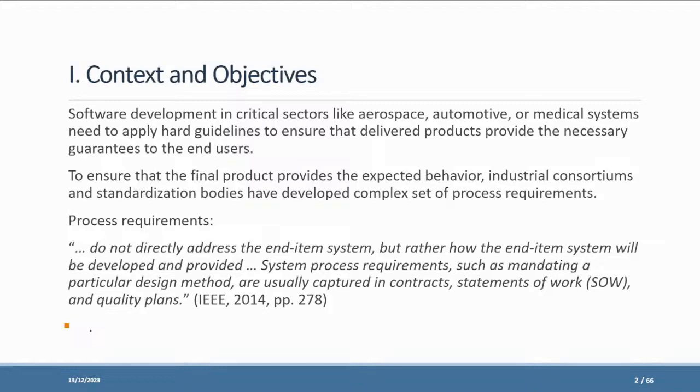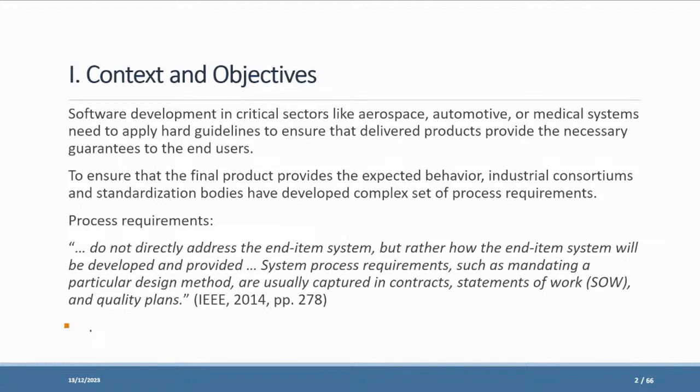In companies who are making software development for critical sectors like aerospace, automotive, or medical systems, for example, the people developing the software have to pay special attention to the process requirements. As we know, whenever we have to develop a software solution, we have to implement a set of functional or non-functional requirements that are related to what the product has to do. But in addition, we have to follow specific requirements that tell us how we have to do things.